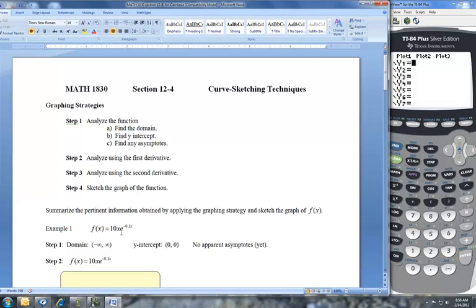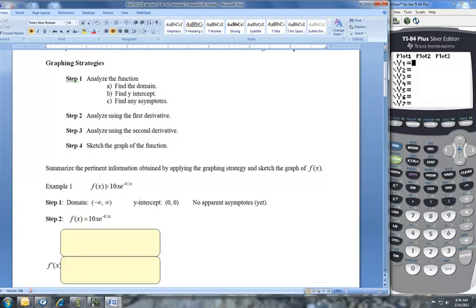I've got two examples. First example: f of x is equal to 10x times e to the negative 0.1x. This is an exponential function. My domain, I have no restrictions, so it's all real numbers. My y-intercept, if I put 0 in for x here and in the exponent, I end up with 1 here. So I have 10 times 0 times 1, which is 0. Now I've got no apparent asymptotes yet. I want to explore a little bit more. When I have an exponential, I normally have an asymptote, so we'll check that out in just a bit.